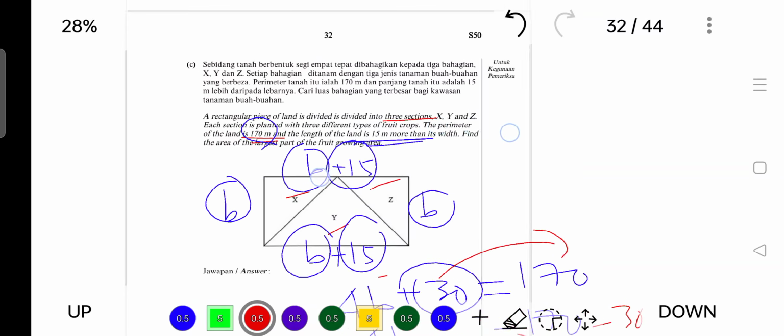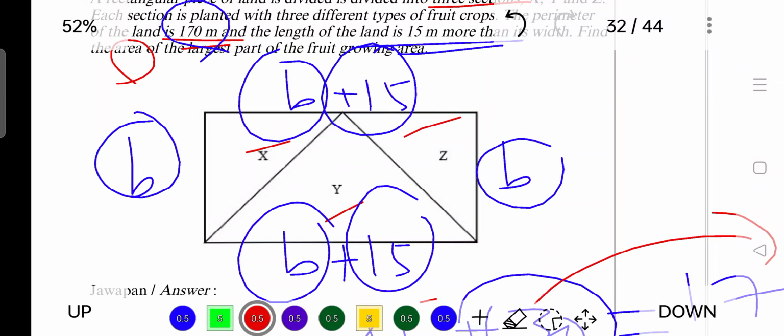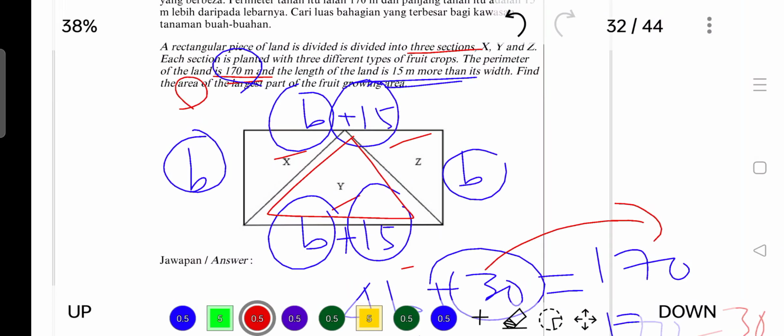So let's look at the question again. That is not the question. They're asking for the area of the largest part of the fruit. Which one is the largest part? I see this as the largest part. Don't you think so? Okay. So how do we find the area of the largest part?